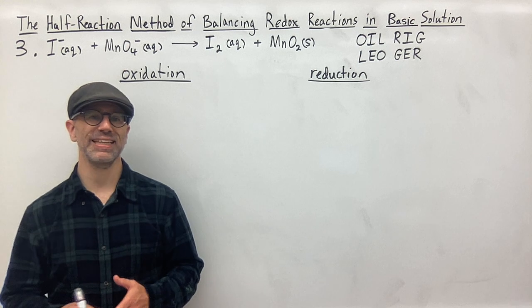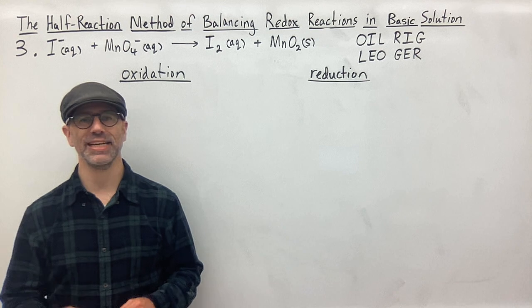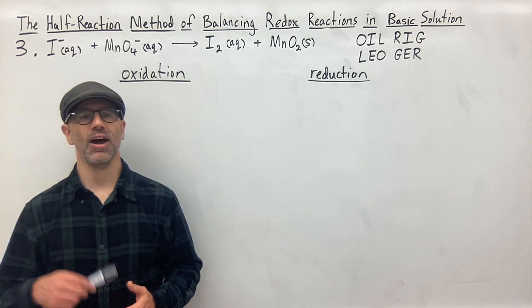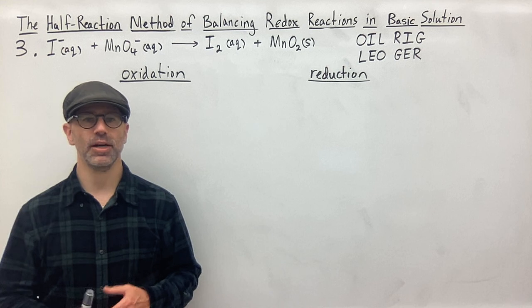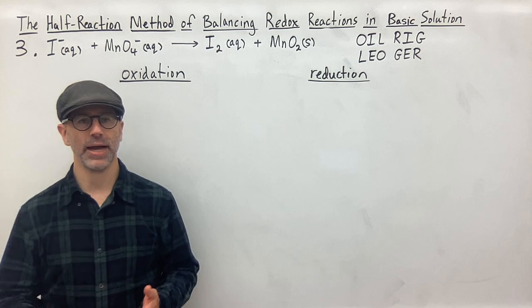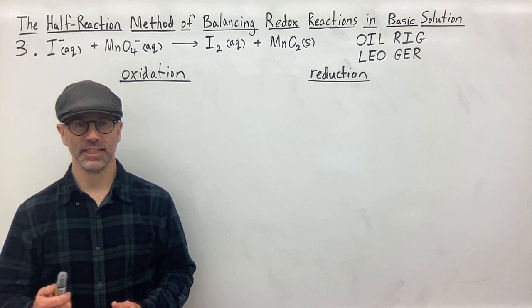It is literally the exact same way of balancing a redox reaction in acidic solution with the added step of neutralizing your H plus by adding OH minus, the hydroxide ion, to your equation. So let's get into this.